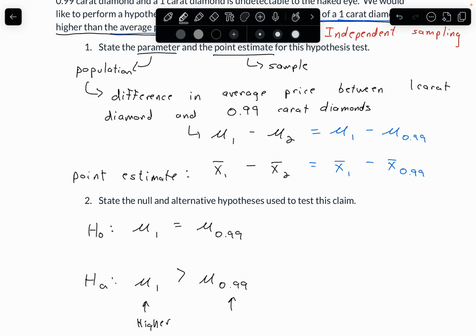I tend to think that the alternative hypothesis in particular for independent sampling is easier to set up because we don't have to worry about the differences. It's a little bit easier just to say, well, I think this one's bigger, so mu sub 1 is greater than mu sub 0.99. So there is our null hypothesis, and there is our alternative hypothesis. We should be ready to continue on with the rest of this problem now.